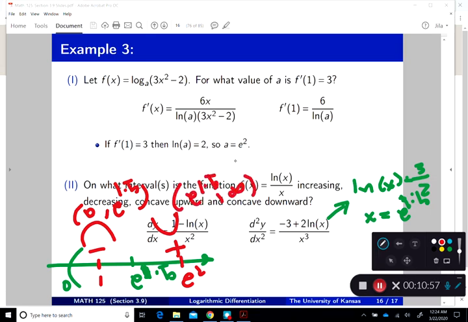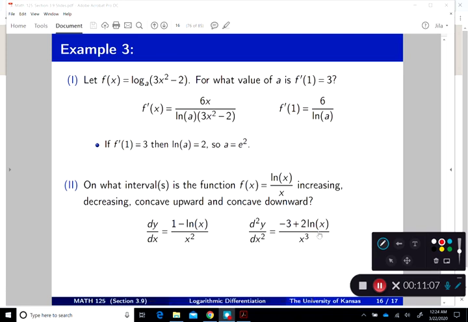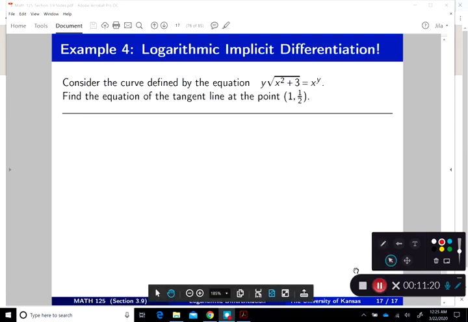So these are good questions on the process of finding the derivative of a logarithmic function. Next, I want to discuss implicit differentiation, where we also have some logarithmic differentiation going on at the same time. Okay, now logarithmic implicit differentiation.